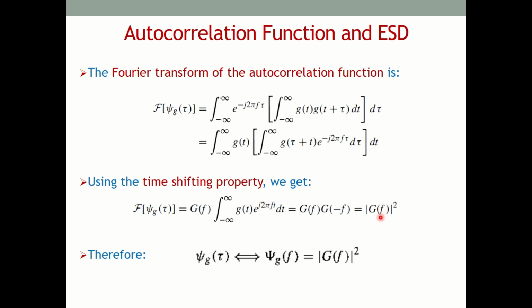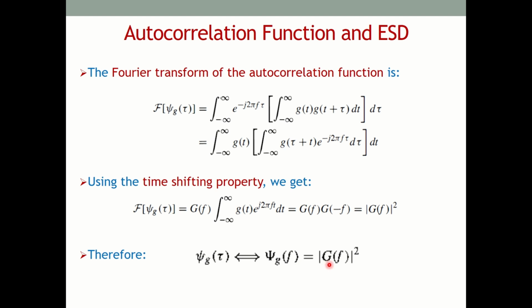This is equal to the magnitude square of G(f). So we know that G(-f) and G conjugate(f) are equal, so the conjugate multiplied by the actual G(f) gives us the magnitude squared. So we started from the left hand side, we have the Fourier transform of the autocorrelation function, and on the right we have the energy spectral density. This expression we know is for the energy spectral density, which is denoted by this psi g. The italic one is for the autocorrelation function, and the non-italic is for the energy spectral density.